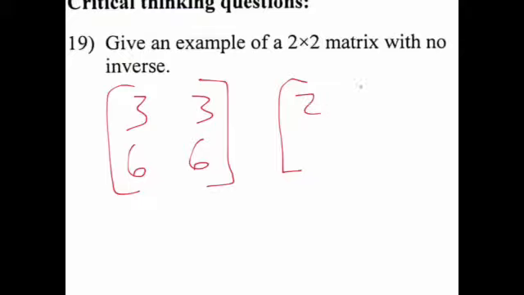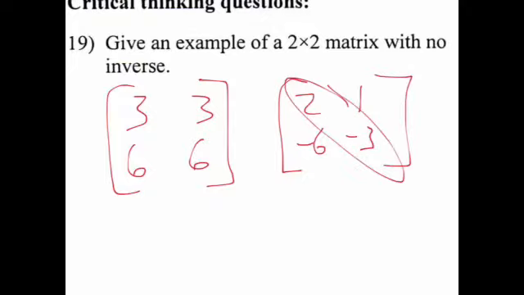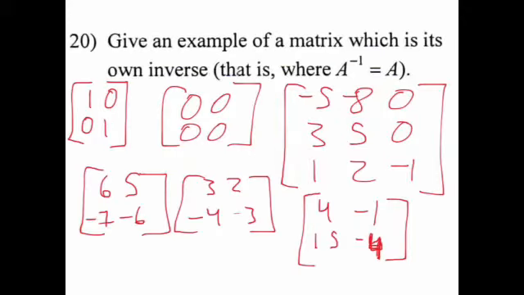Another way you can figure it out is you take one row and multiply it by any number of your choice, like -3. And if you try to get the determinant on this, that'll give you -6. This one also gives you -6, so when you subtract them, you get 0. So here's a couple of examples of 2 by 2s with no inverse, because the determinants are 0.